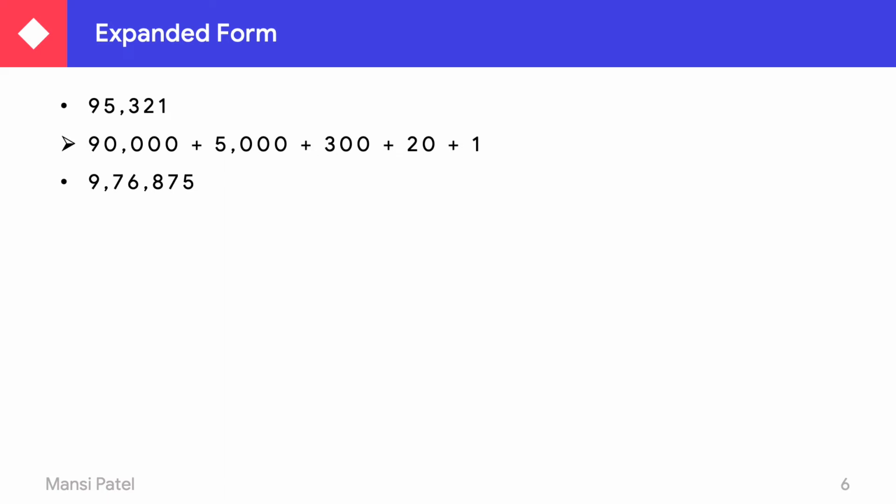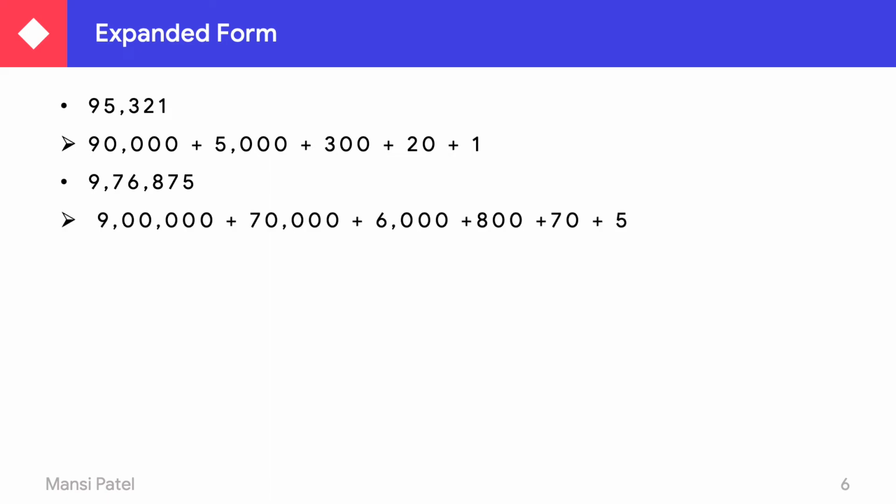6 in the place of 1000, so we have to write down only 6,000. 8 in the place of hundreds, therefore 800, plus 7 in the place of tens, therefore 70 plus 5. So your answer is 9 lakh plus 70,000 plus 6,000 plus 800 plus 70 plus 5. Your another number name, your another expanded form, 65,742. So 6 in the place of 10,000, therefore 60,000 plus 5,000 plus 700 plus 40 plus 2.